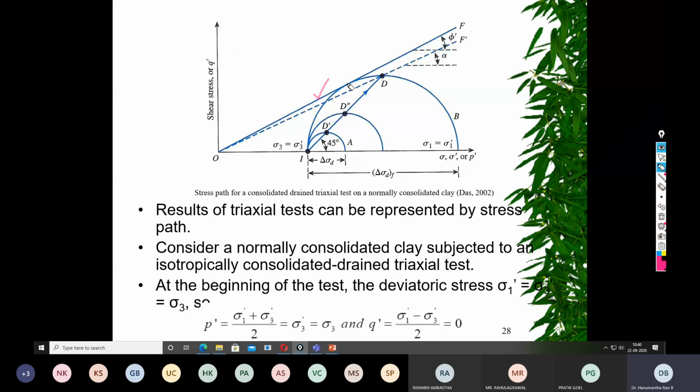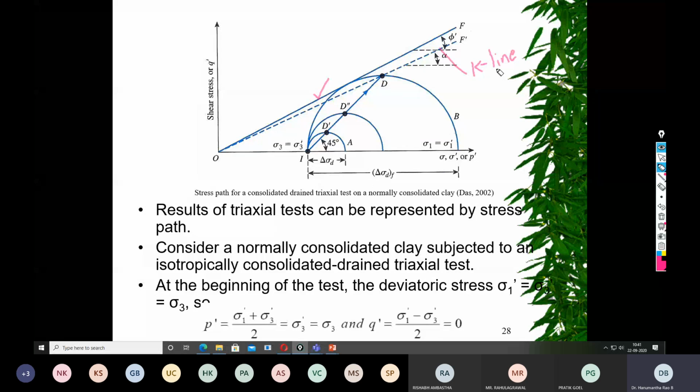However, we can also draw another line, which is from the origin of the graph to the maximum shear stress where it is happening. This is called a K line. So there are two possibilities: one was given by Mohr-Coulomb, and another is called the K line.